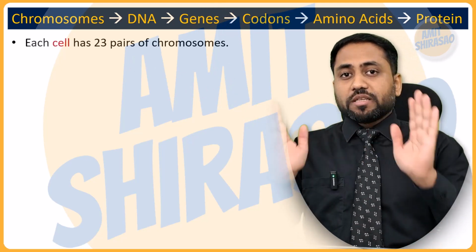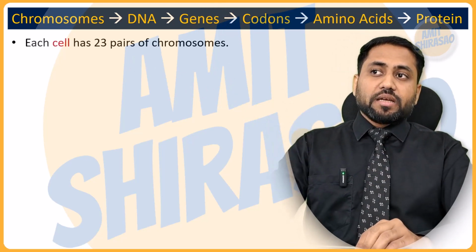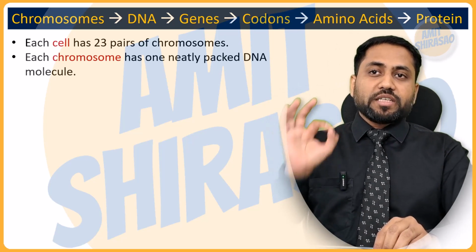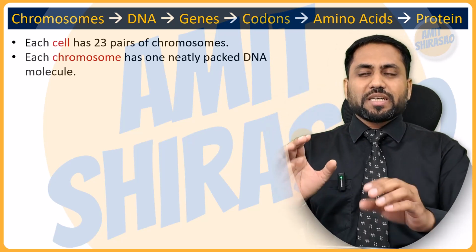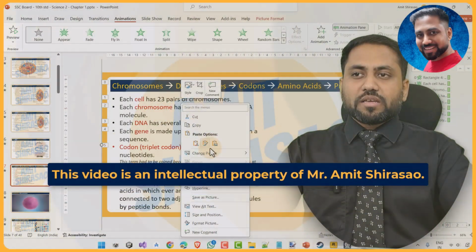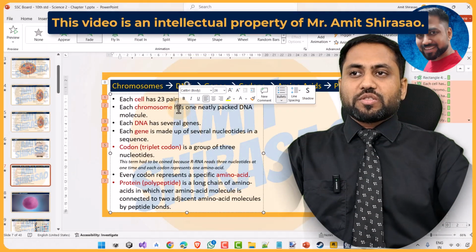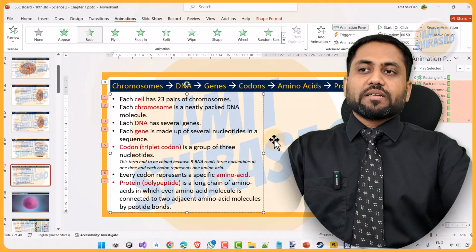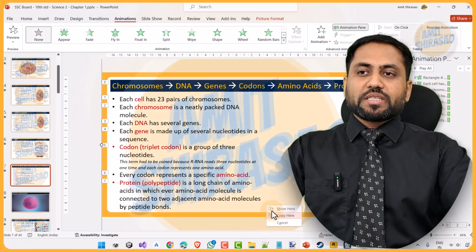Each cell has 23 pairs of chromosomes, right? Each chromosome is a neatly packed DNA molecule. This is correct.